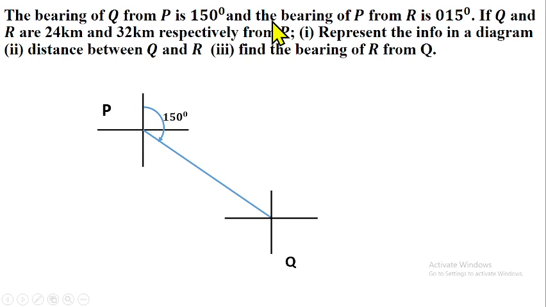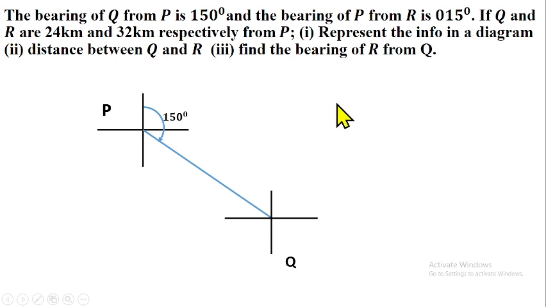That is done. And the bearing of P from R is 15 degrees. I want you to digest that statement. Bearing of P from R is 15 degrees. Where will I put my R? Will I put it here? Here? Bearing of P, this P here, the bearing of it from R. So where am I going to put my R? Here to this place or here to this place?